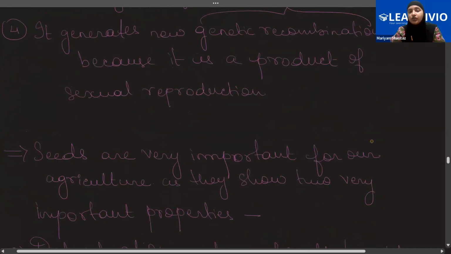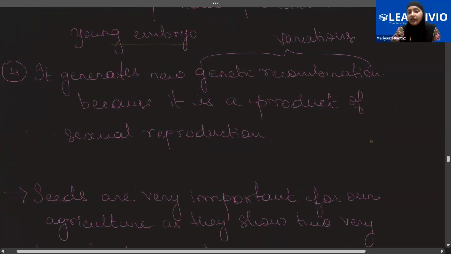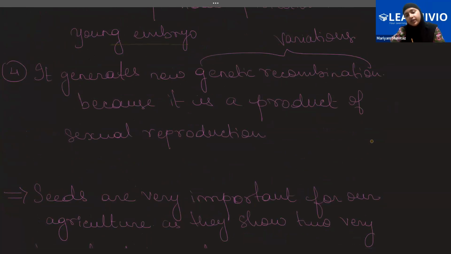It generates new genetic recombination. Why? Because first of all, it is a result of sexual reproduction. Anything that is a result of sexual reproduction will have a variety of characters. So that is the reason why the seed will also generate new variation, like new types of plants.